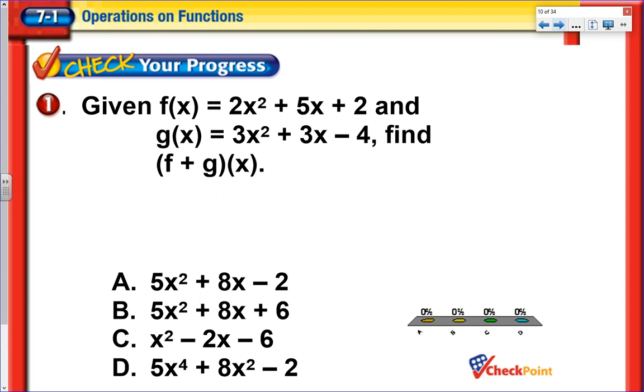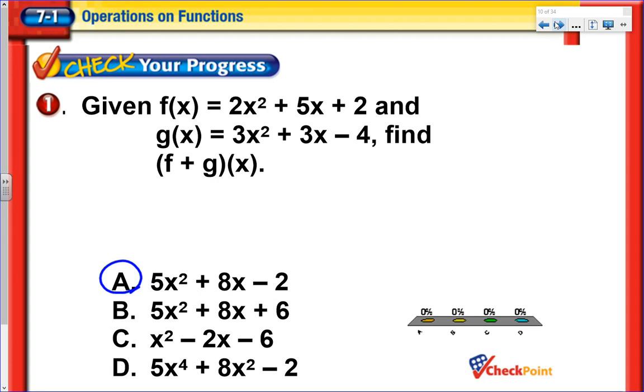So f of x is 2x squared plus 5x plus 2. G of x is 3x squared plus 3x minus 4. What you want to attempt to do is add them together and get your answer. And actually, I'll just wait a little bit. And we should end up getting letter A. That is going to go to 5x squared plus 8x minus 2, because we're just going to add them together.